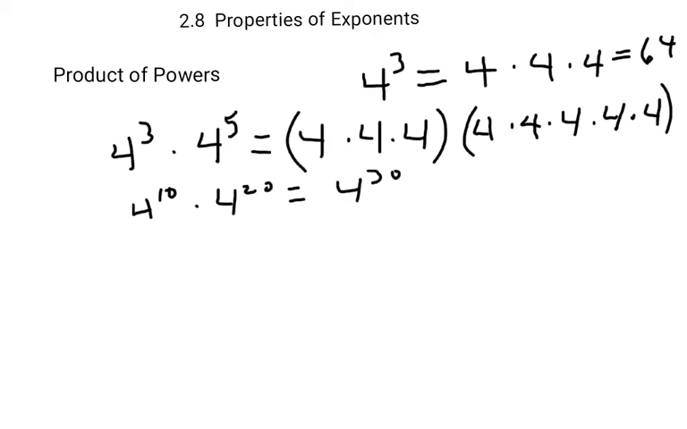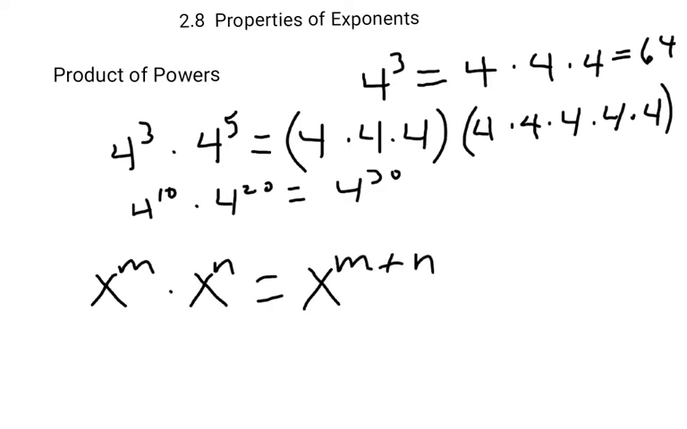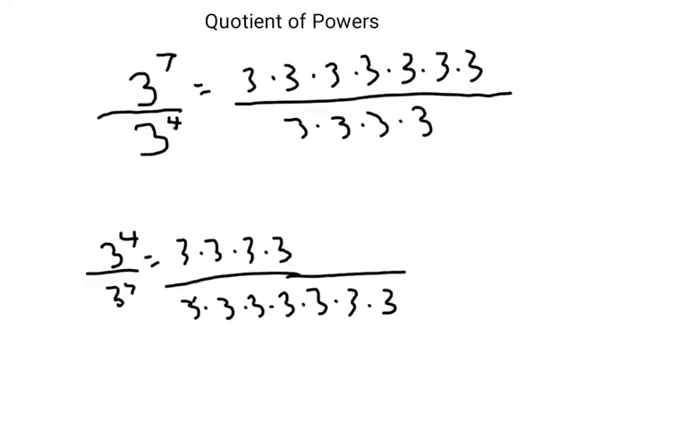Now that's just using numbers. Here is the algebraic definition. If you have x to the m times x to the n, that equals x to the m plus n. So that's the rule for product of powers. So you're pretty much an expert on product of powers.